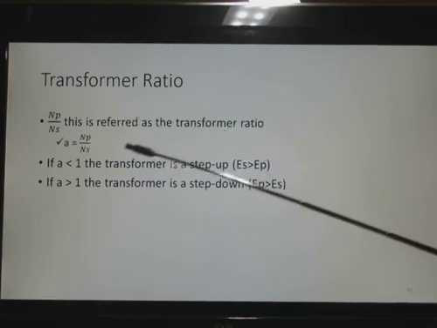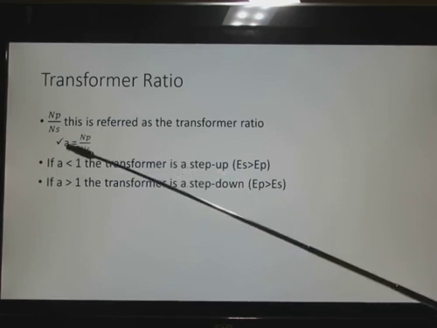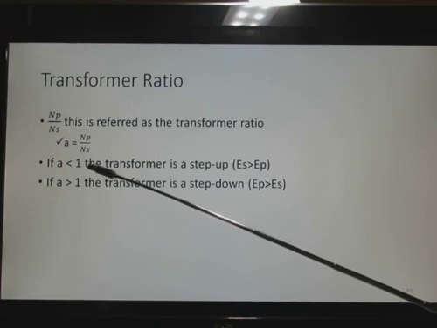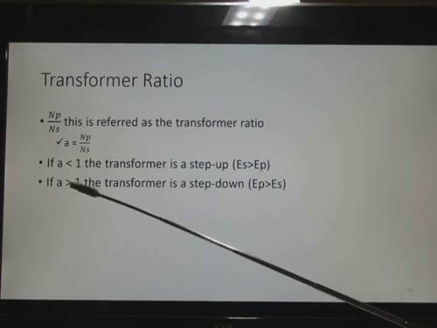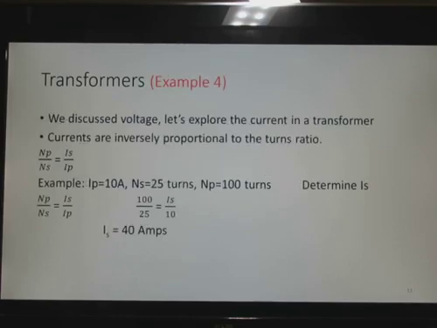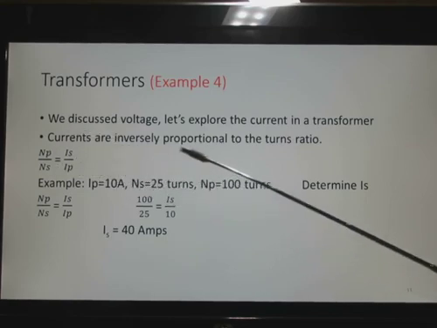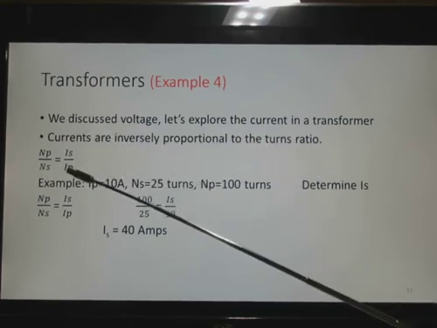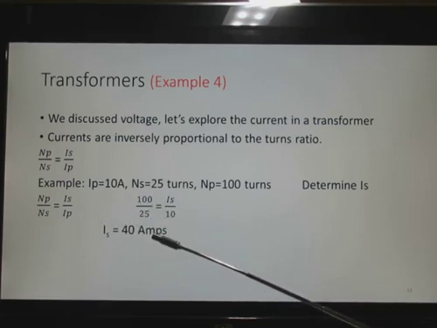Looking at the transformer ratio, it's the number of turns on the primary over the number of turns on the secondary. If that relationship is less than 1, the transformer is a step up. If this relationship is greater than 1, it's a step-down transformer. Determine the secondary current, IS. In this relationship, currents are inversely proportional to the number of turns. So we'll plug in our values here and we'll find that the secondary side is 40 amps.